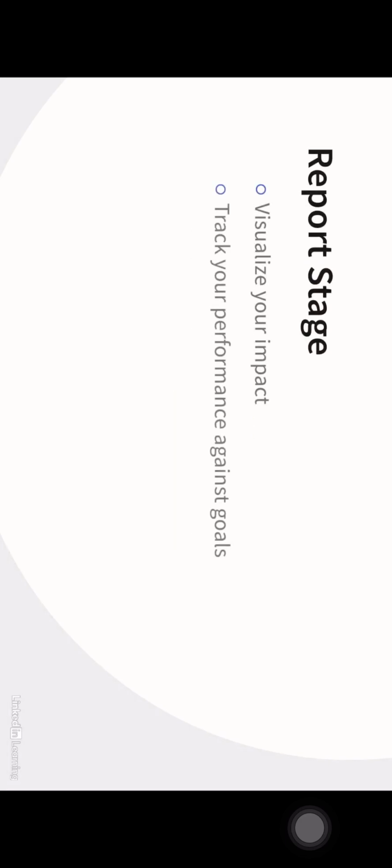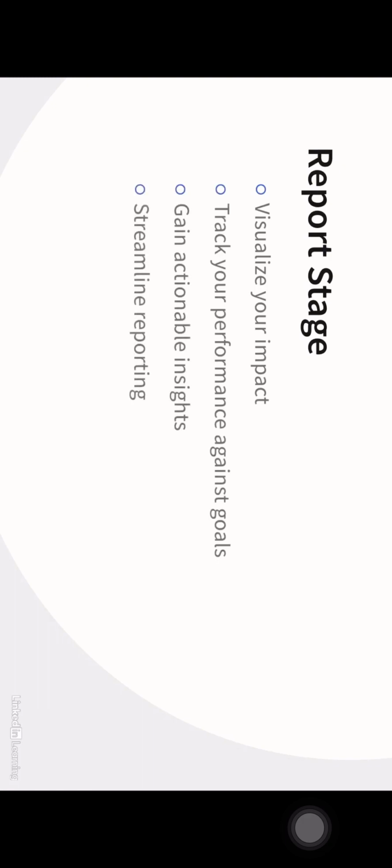For the record stage, you can use it to automate data collection, break down data silos, calculate emissions more accurately across scopes. For the report stage, you can use it to visualize your impact, track your performance against goals, gain actionable insights, and streamline reporting. For the reduce stage, you can use it to set and track sustainability targets, collaborate seamlessly, integrate your sustainability insights, and support emission reduction strategies.